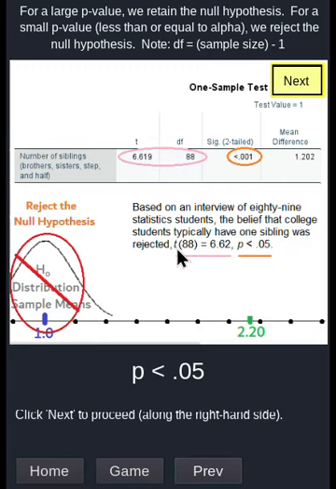So t, open parentheses, 88, close parentheses, is equal to 6.62, telling us that there are 6.62 standard errors between the population mean as specified by the null hypothesis and the sample mean. And that comma, and that this is a really low probability event. P is less than or equal to 0.05. So null is rejected.